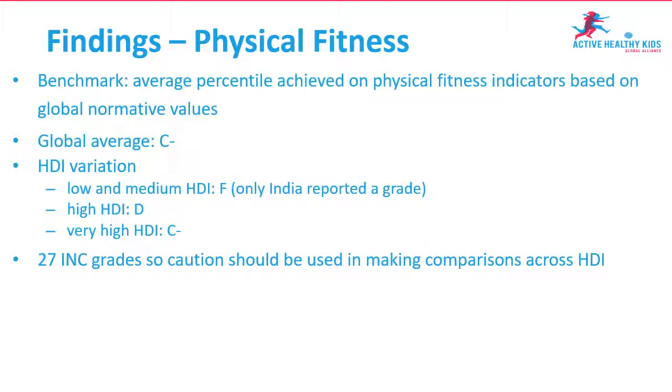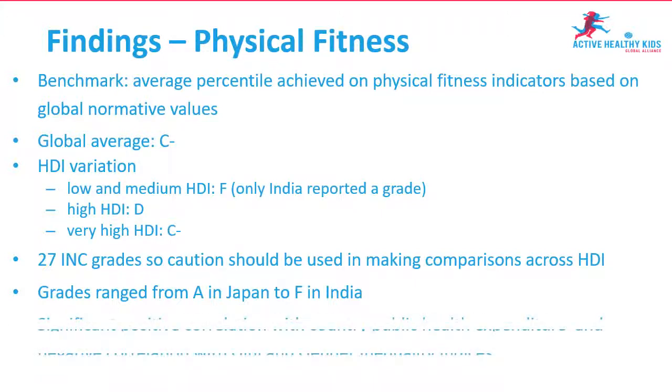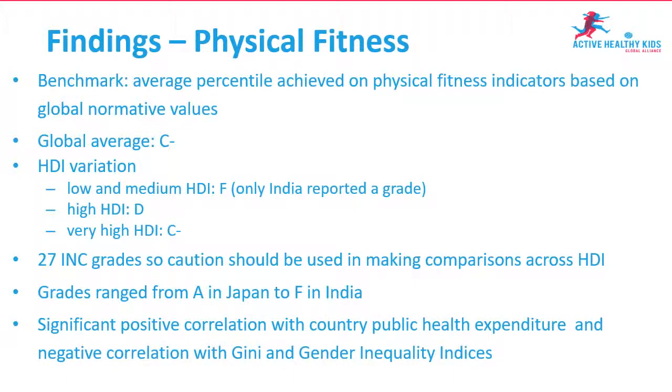27 countries had incomplete grades, so a lot of missing data here and an opportunity for better surveillance. Grades ranged from an A in Japan to an F in India. And there was a significant positive correlation with country public health expenditure and a negative correlation with indices of inequality, both the Gini index and the gender inequality index.